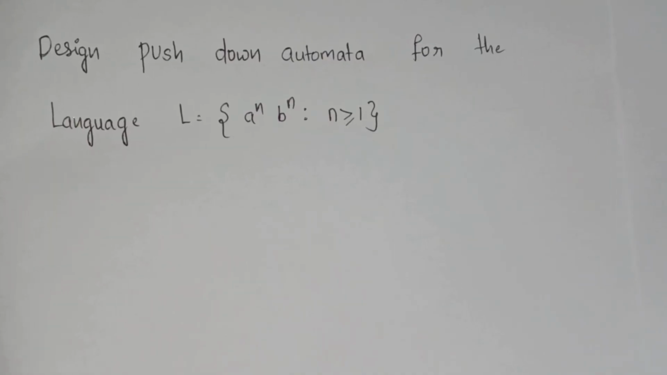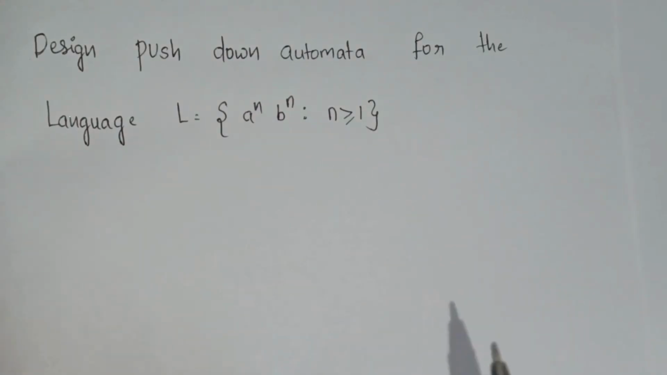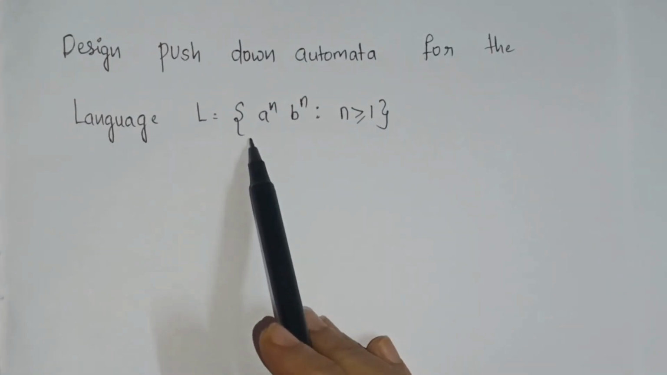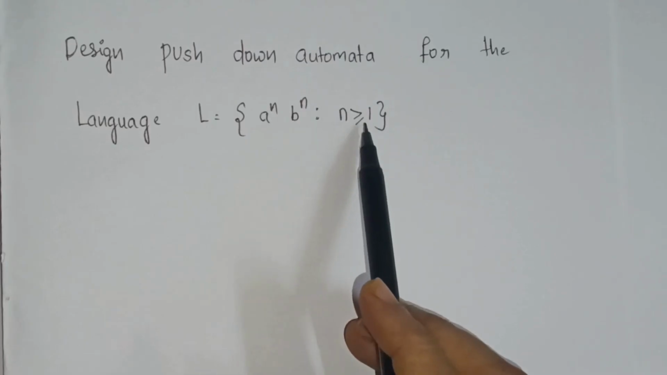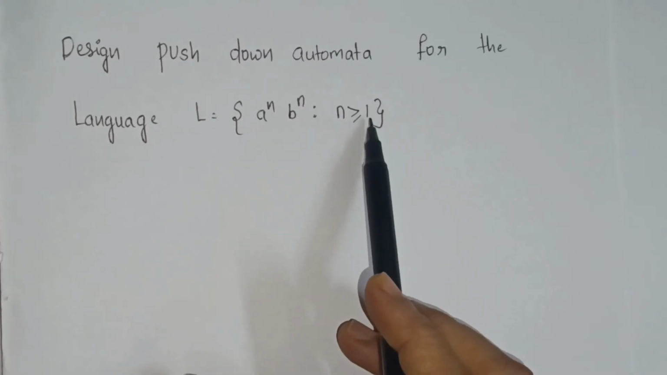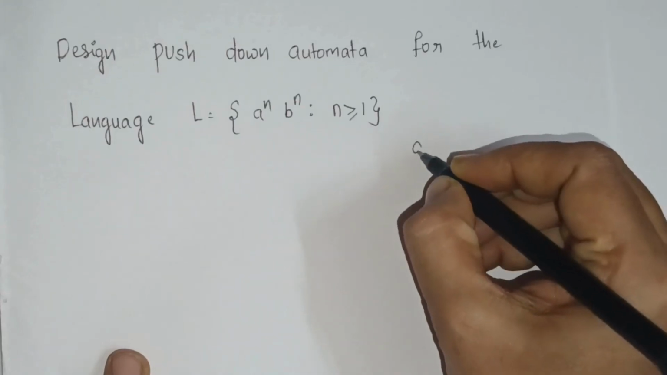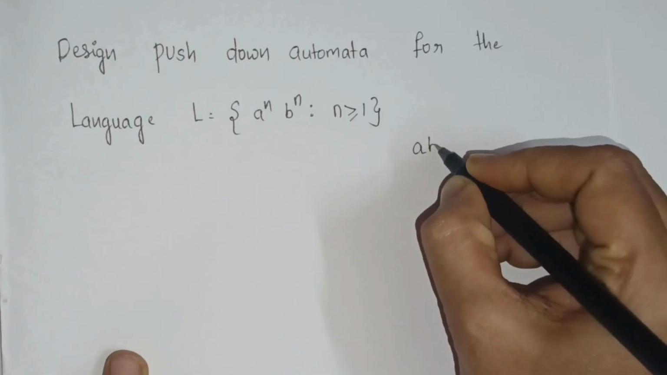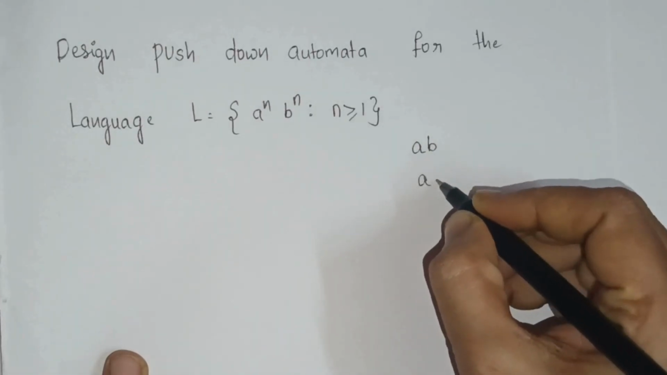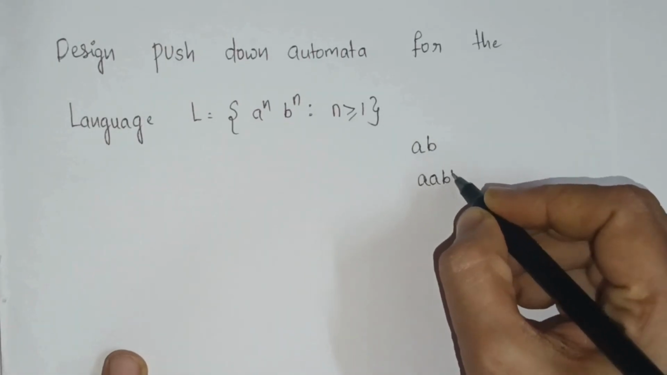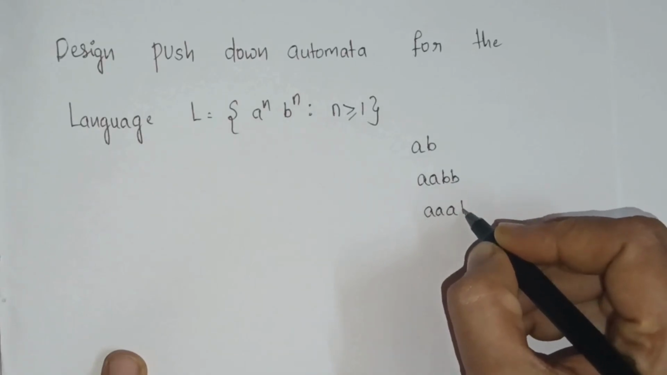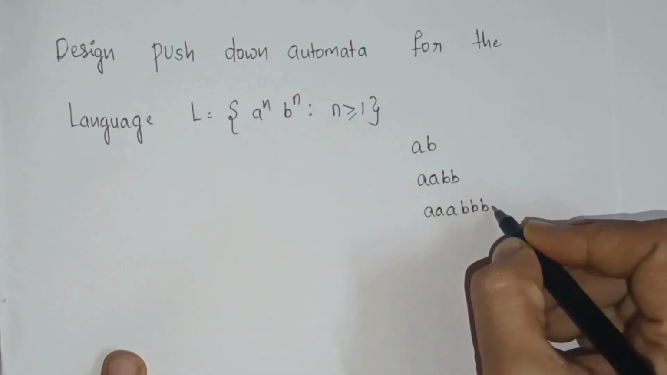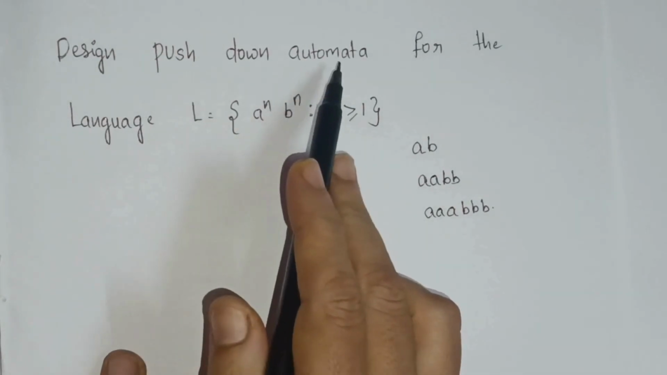Today we are going to understand the pushdown automata for the language L equals a power n b power n such that n is greater than or equal to 1. Means if we have 1 a, there should be exactly 1 b. If we have 2 a's, then there should be exactly 2 b's. If we have 3 a's, then it should be exactly 3 b's. So we have to design a pushdown automata.